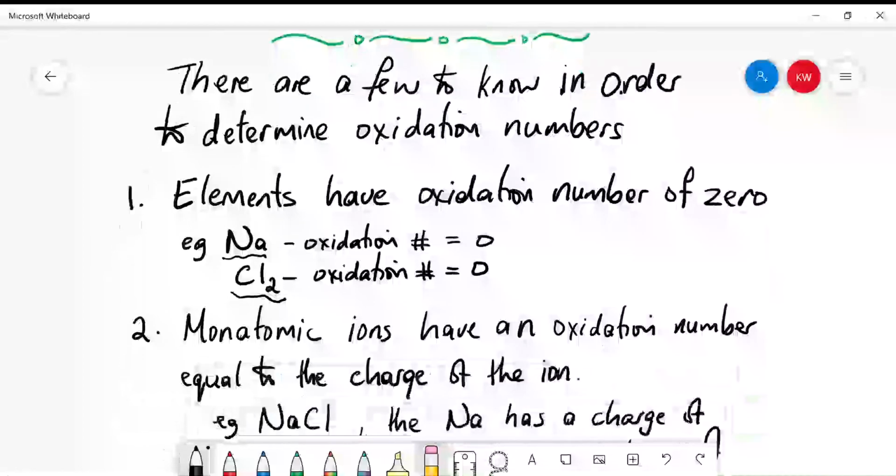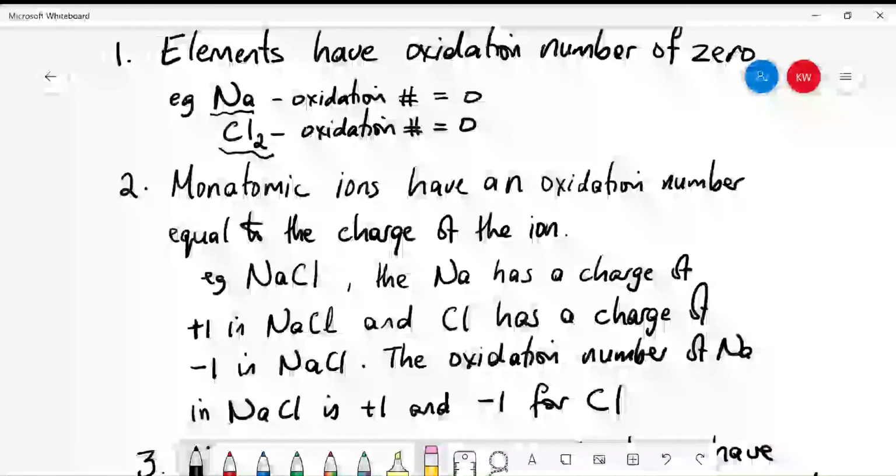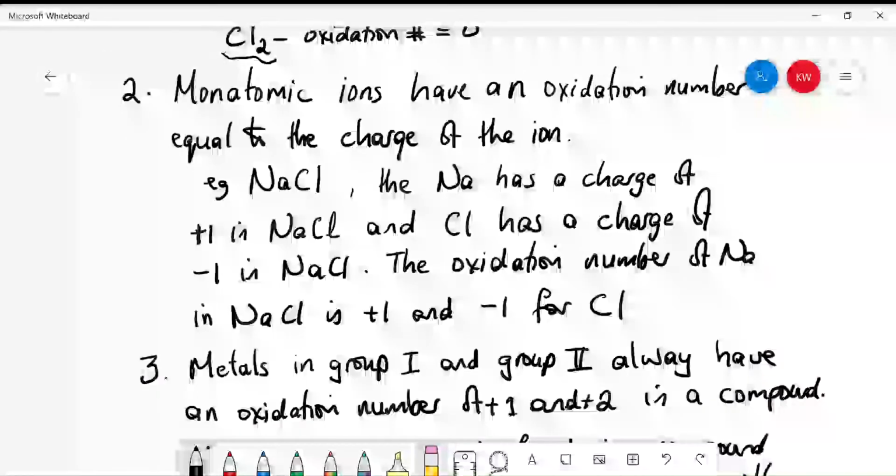The second rule is monoatomic ions have an oxidation number equal to the charge of the ions. Example, sodium chloride. The sodium in sodium chloride has a charge of +1, so the oxidation number of sodium in the sodium chloride will also be +1. And chlorine has a charge of -1 in sodium chloride, and the oxidation number of the chlorine would be -1.